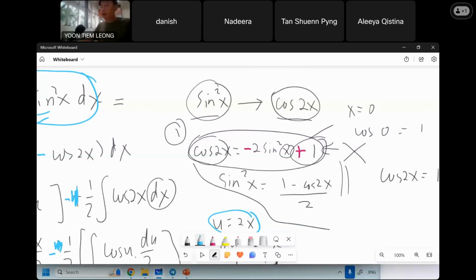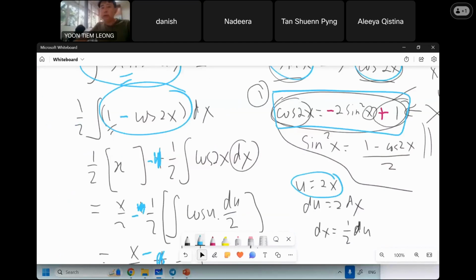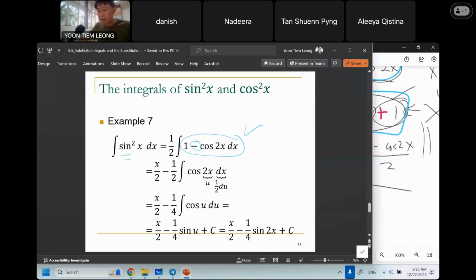You can try to use the same tricks to perform integrations involving cos square x, where you convert cos square x into a form that involves only cos 2x. The calculation for integrating cos square x is very similar to the integration of sine square x, except that you have a minus sign. So try to do this yourself. That's all for this part of the lecture.